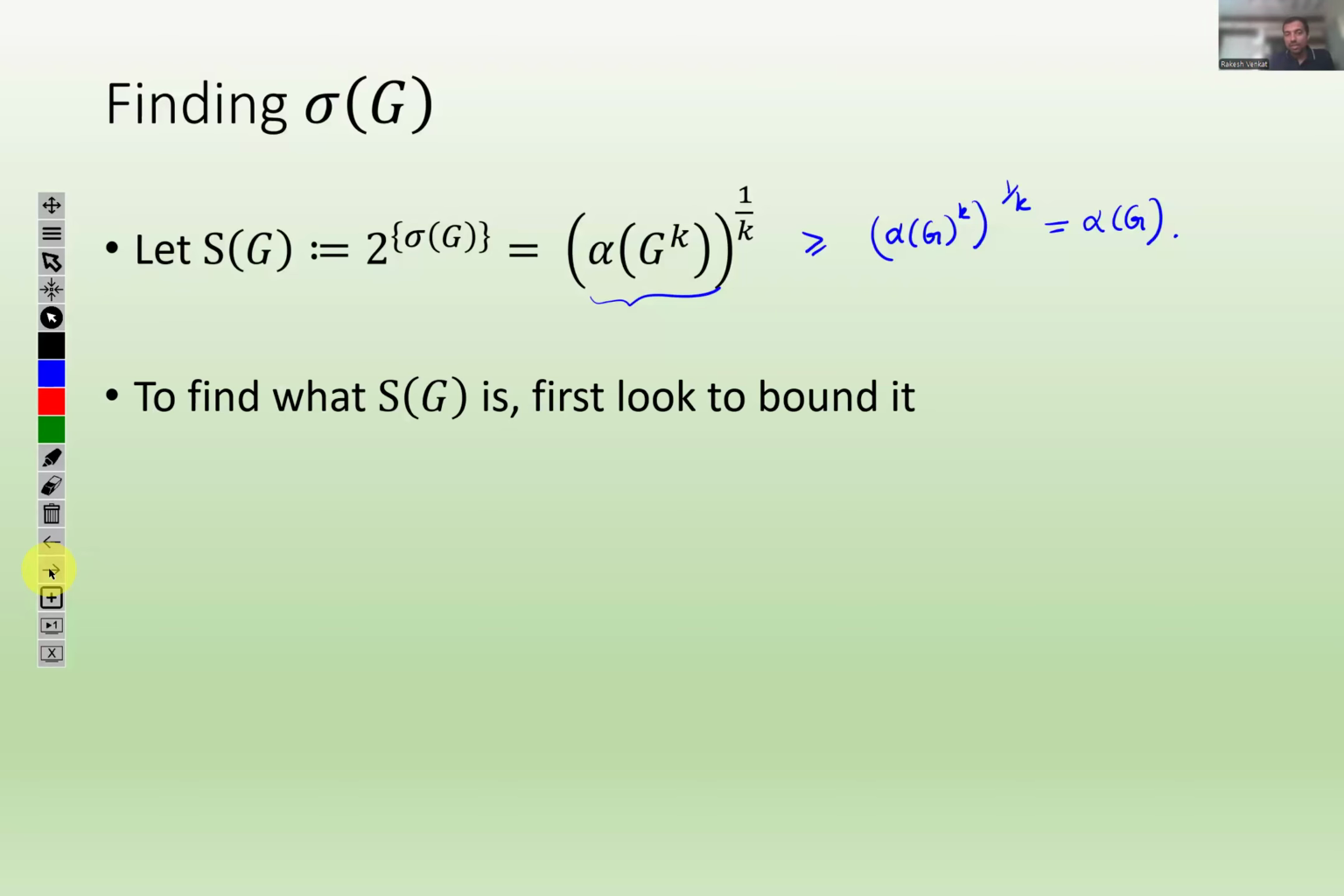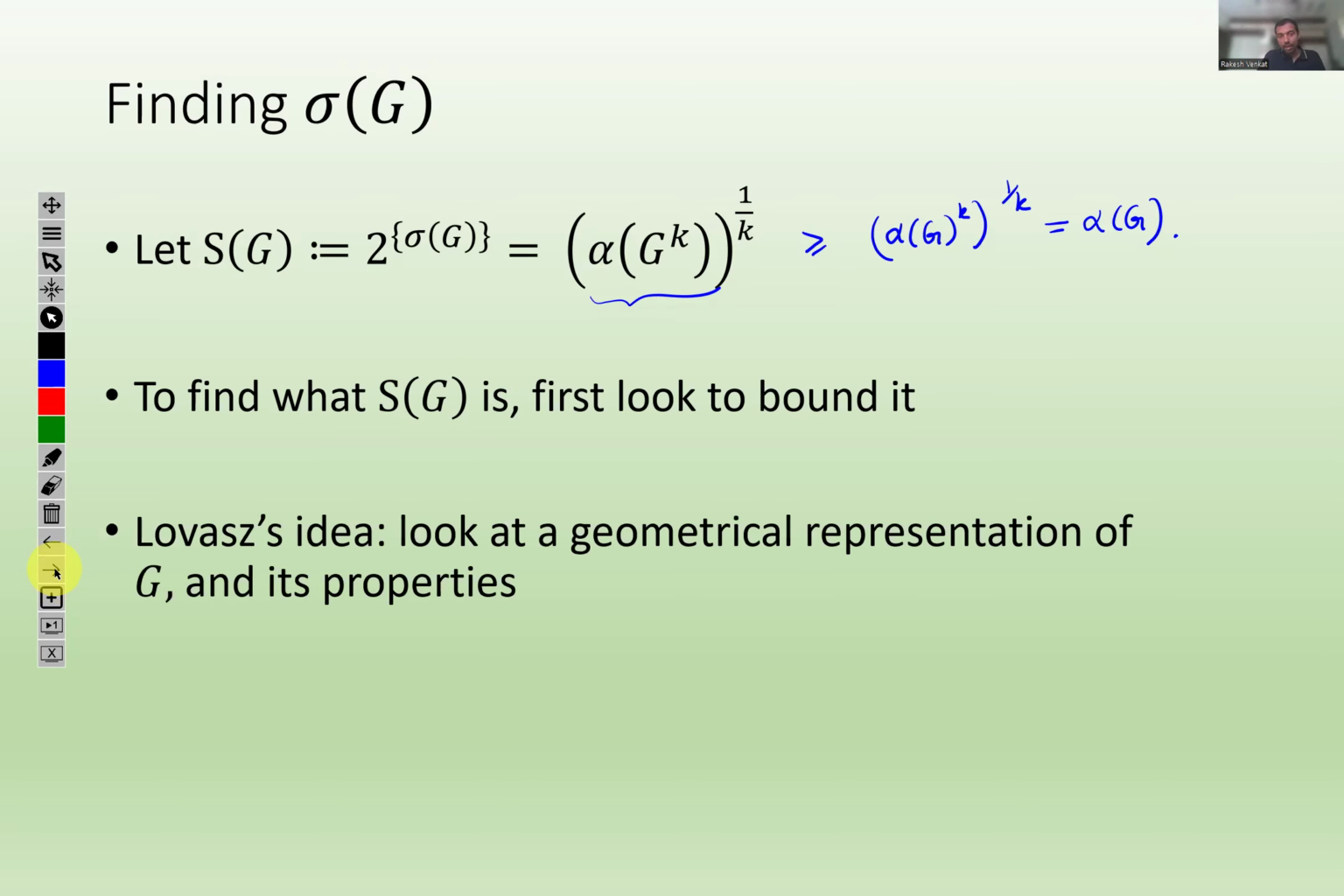The idea in all of this is that S of G is a really hard quantity to think about. You're taking a graph, taking its kth power, finding the maximum independent set in that kth powered graph, and then raising to 1 over k. That seems difficult to look at, but maybe there is a simpler quantity that is easier to analyze, and we can bound that instead. Lovasz's idea is to look at some geometrical representation of G, or some value derived from a geometrical representation of G, and then analyze that quantity's properties.